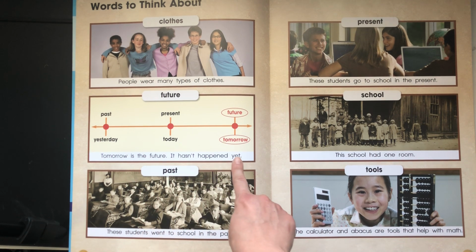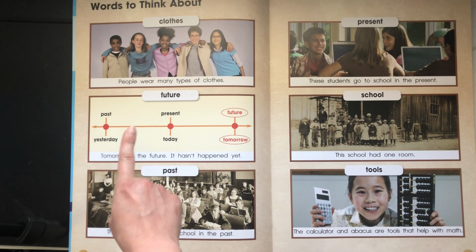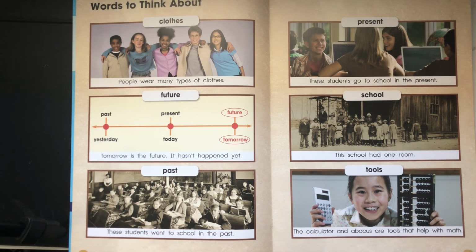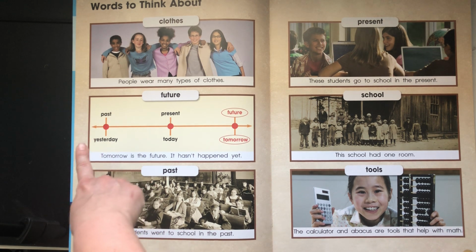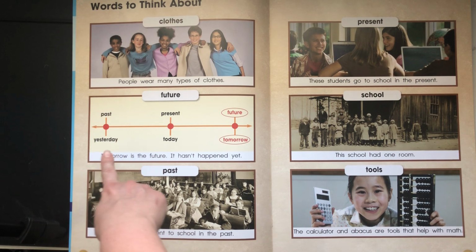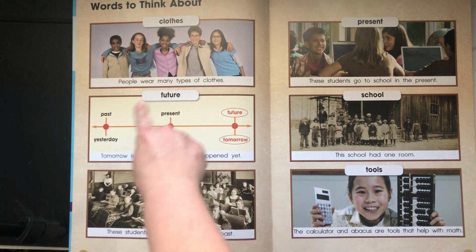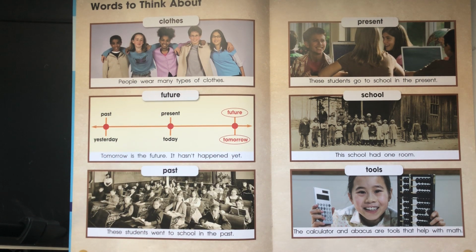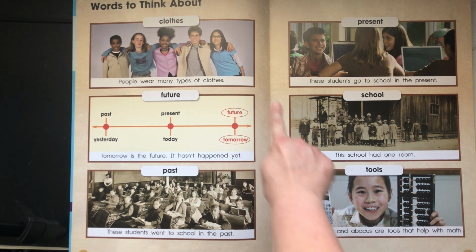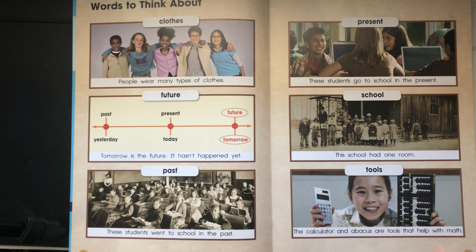It hasn't happened yet. The past, that's like yesterday. Even though it was so close to today, whatever you did yesterday is in the past. It happened already. The past means it happened already. Present means it's happening right now. So whatever you're doing right now, today, that's the present. Future is what you might do tomorrow or 4 years from now or 5 years from now or 20 years from now. It's a ways away from you.